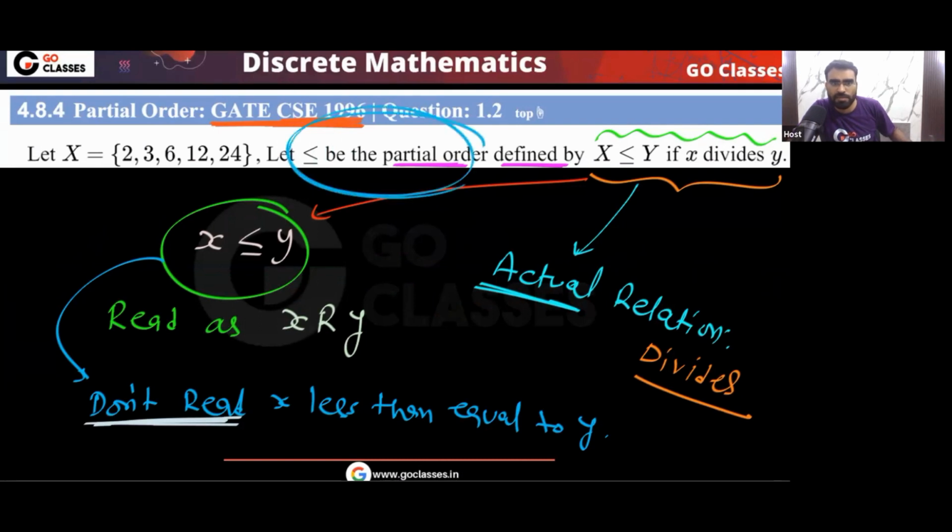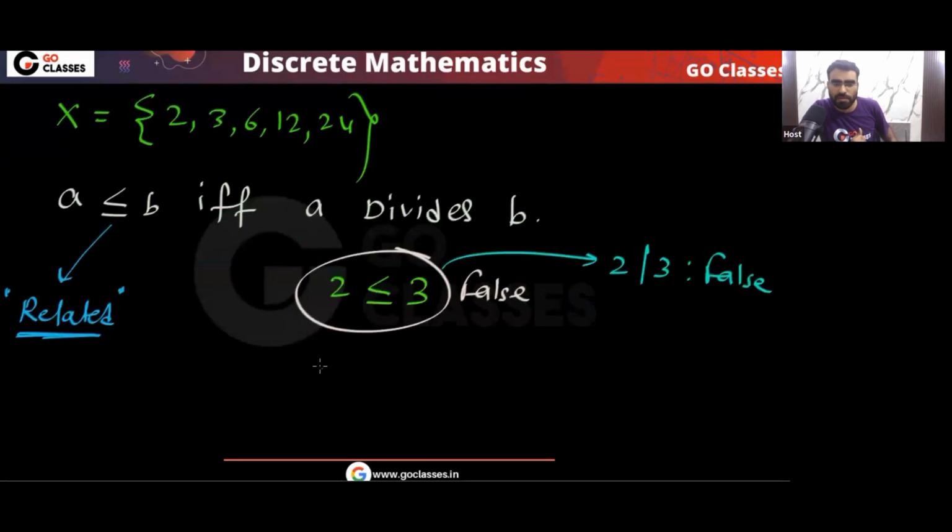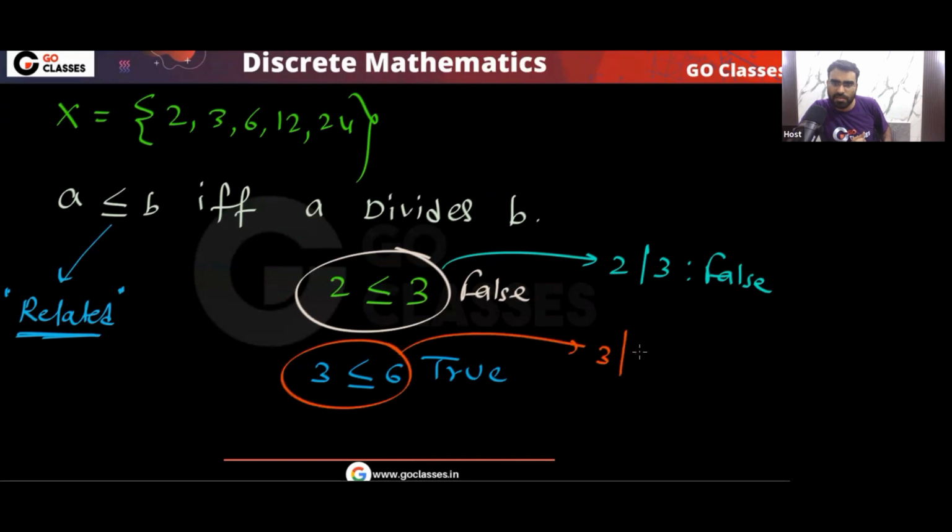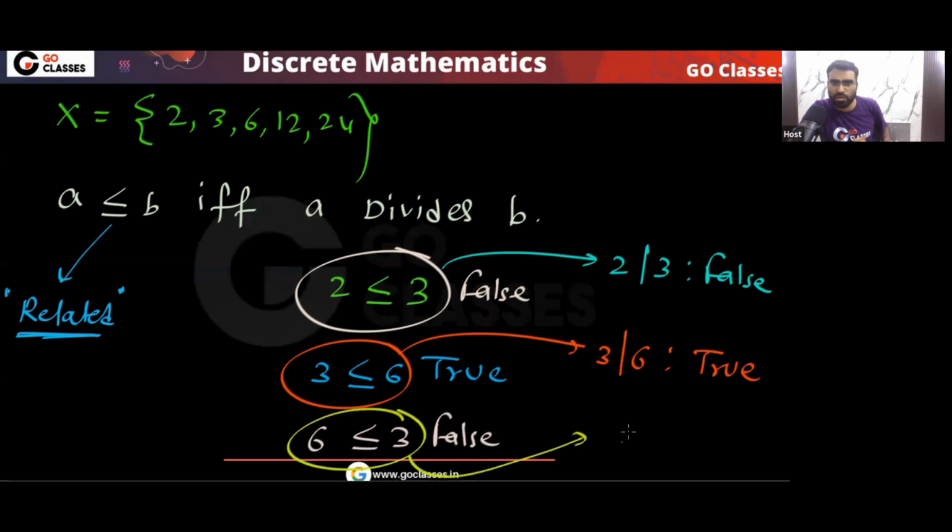It is just a symbol for a partial order relation, but actually the relation is x is related to y if x divides y. Very simple. So can I say that 3 is related to 6? Yes, this statement is true, because it means 3 divides 6, which is true. What about 6 is related to 3? This statement is false, because here it means 6 divides 3, which is false.